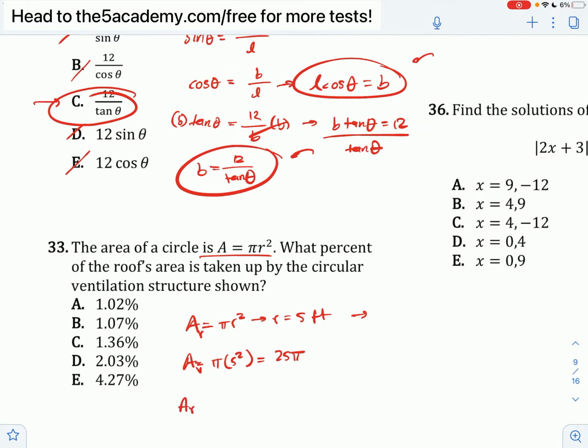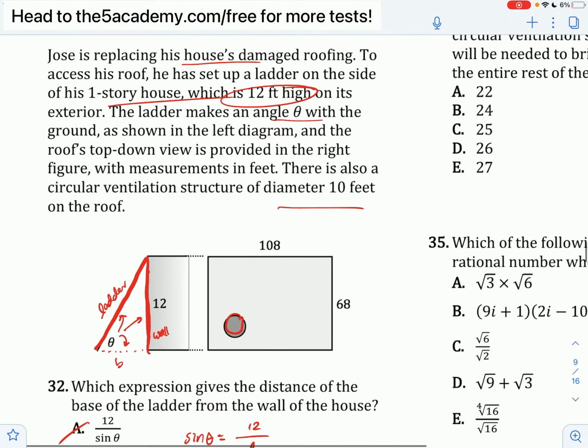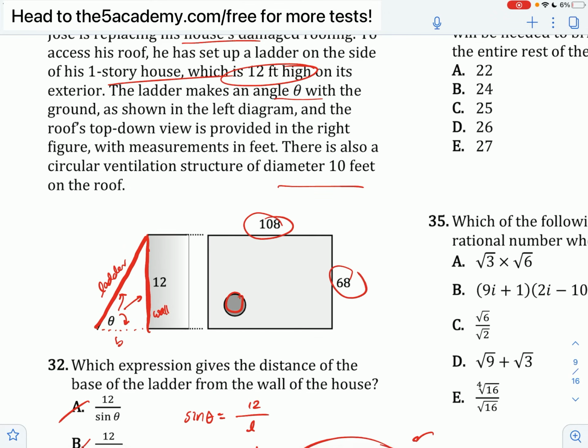What's the area of the roof total? That's going to be the length times the width, because we're assuming it's a rectangle. So 108 times 68.